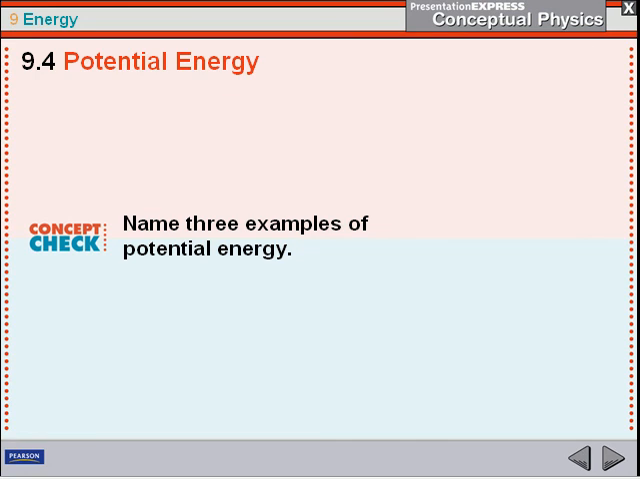So, 3 examples of potential energy. We had elastic potential energy, chemical potential energy, and gravitational potential energy.